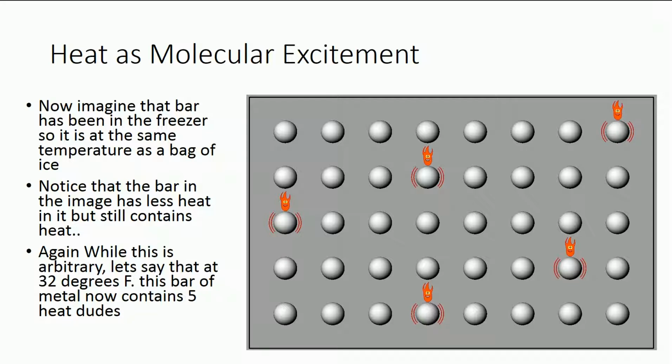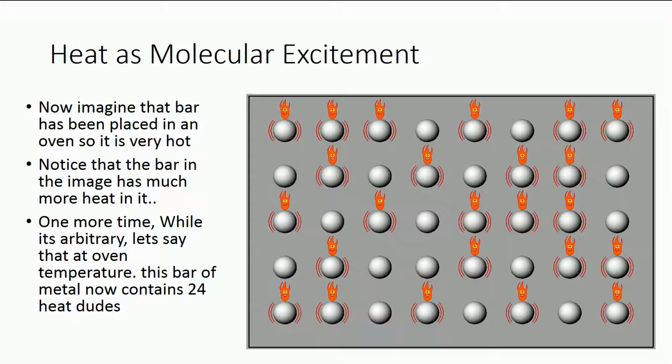He's stuck. Okay, so now imagine I take that and put it in the pan, next to those cupcakes we were talking about the other day. Now it gets hot. It gets oven hot, and now there's a bunch of these little heat dudes inside of that bar of metal. So think of heat as a substance that's in things.